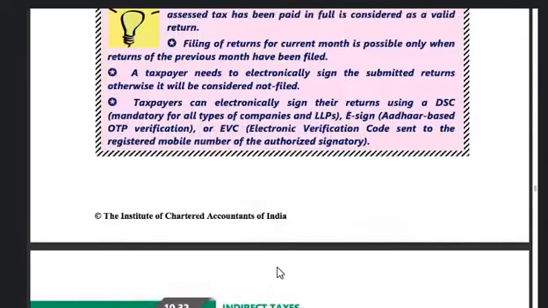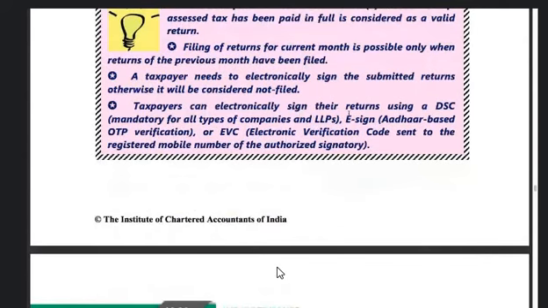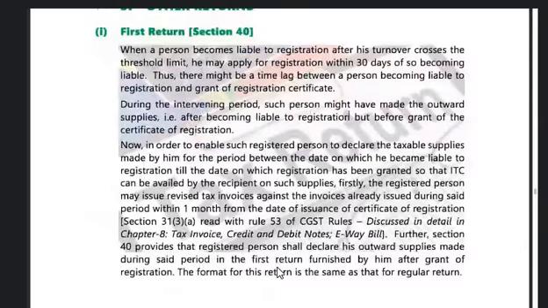Whatever returns have been filed under GST, it has to be e-verified either by OTP or Aadhaar OTP or the digital signature. So that is mandatory. Next is the annual return. Now what is annual return?